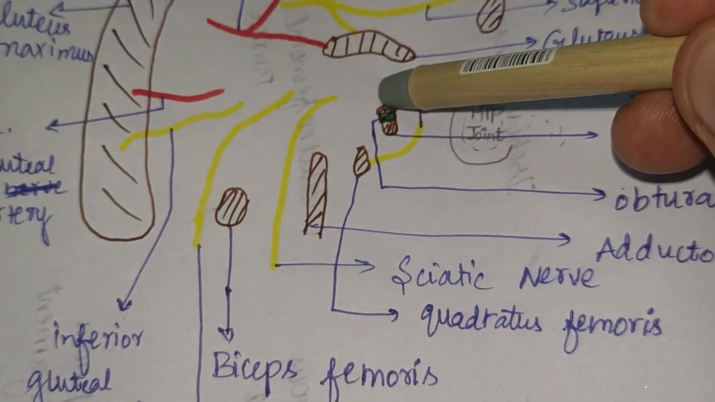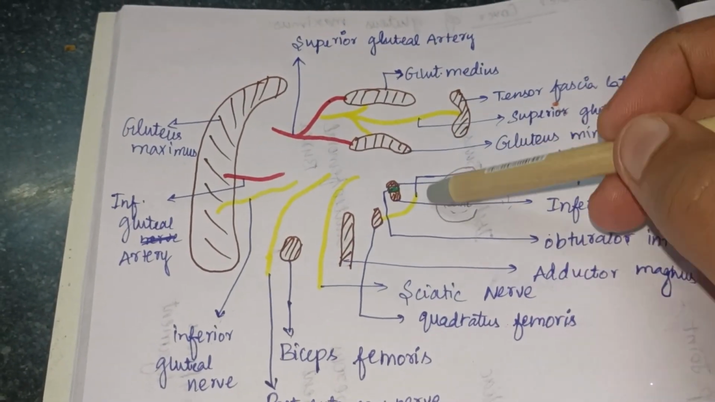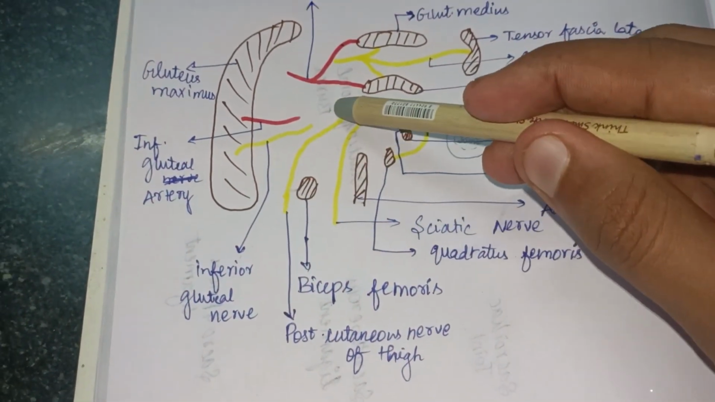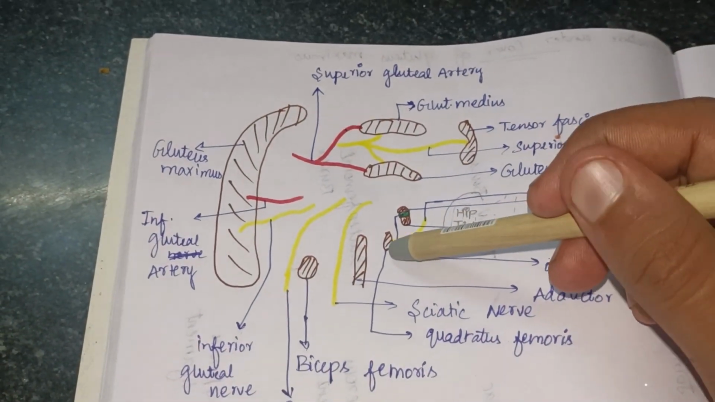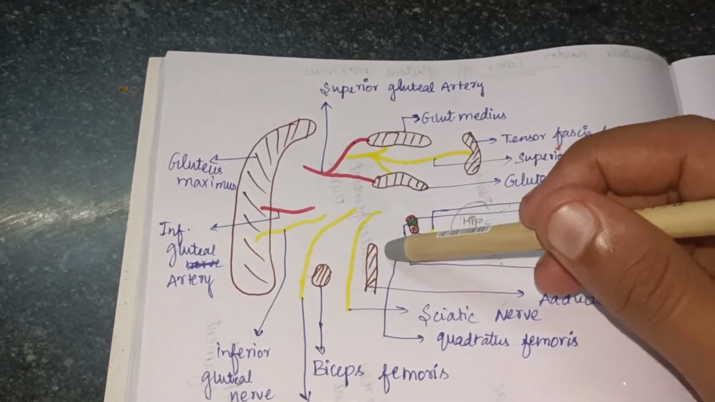point, then superior gemellus, the above one, and the below one is inferior gemellus, and this is hip joint. And the nerves are, this one is posterior cutaneous nerve of thigh, and this is sciatic nerve. So this is also nerve to quadratus femoris.